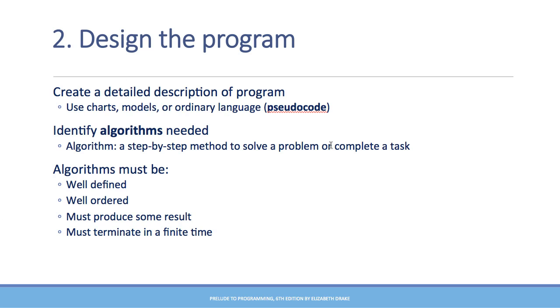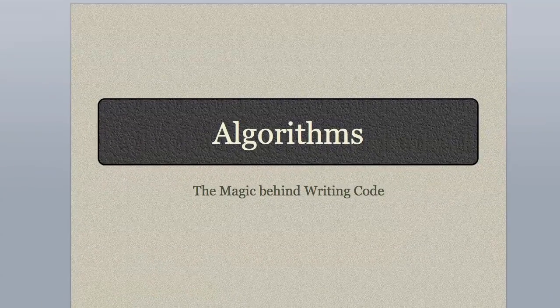In order to design the program, we're going to use charts, models, or ordinary language, such as pseudocode, okay? And then we're going to identify the algorithms needed. What exactly is an algorithm? An algorithm is a step-by-step method to solve a problem or complete a task. They must be well-defined, they must be well-ordered, they must produce some result, and they must terminate in a finite amount of time. Okay? Algorithms, in truth, are the magic behind writing code. And in most cases, we use equations to develop algorithms.